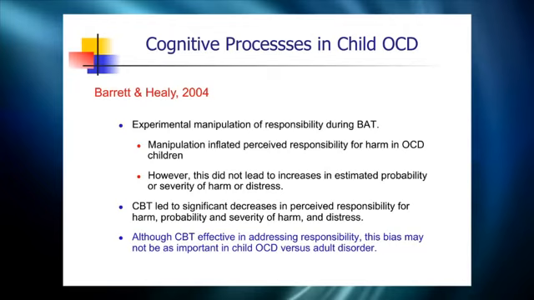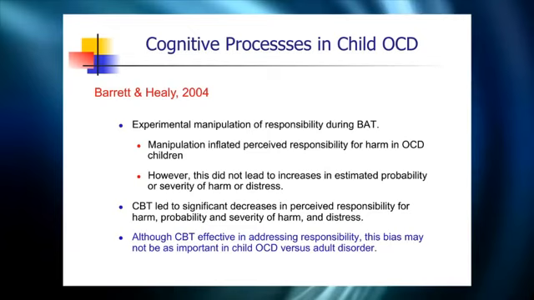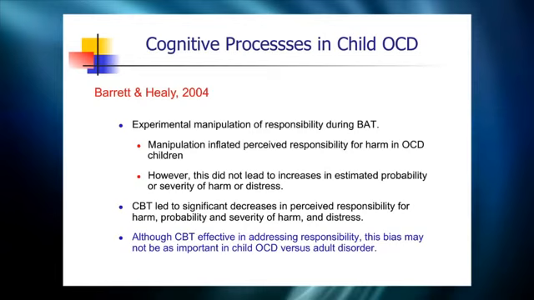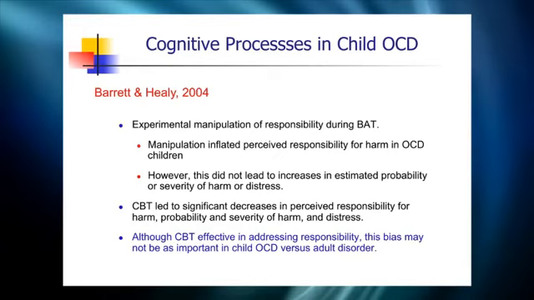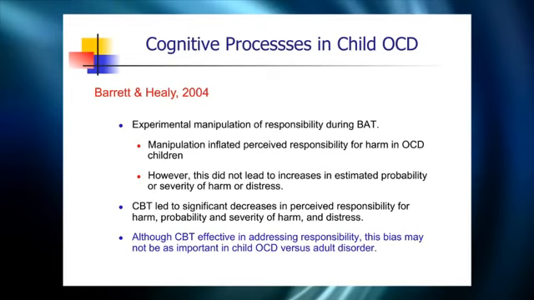Half of the kids, in randomized fashion, signed this form to make them exaggerate their responsibility, and the other half didn't. The kids that had to sign it felt more responsible than the other kids. But it didn't really matter, because the kids weren't much more distressed as a result, and then they all received CBT and they all did equally well. So it's not really clear what this means in terms of thought-action fusion and increased responsibility, at least in kids, or how meaningful it is in explaining OCD or even driving treatment.